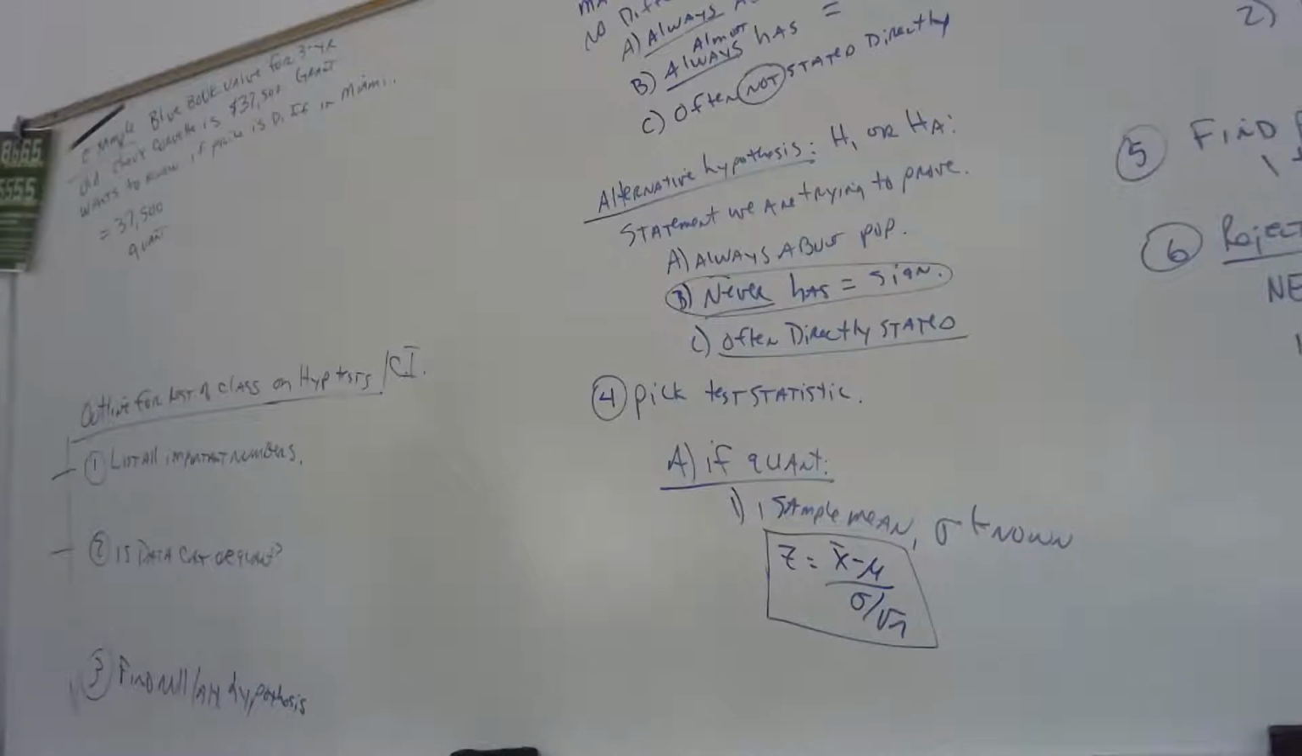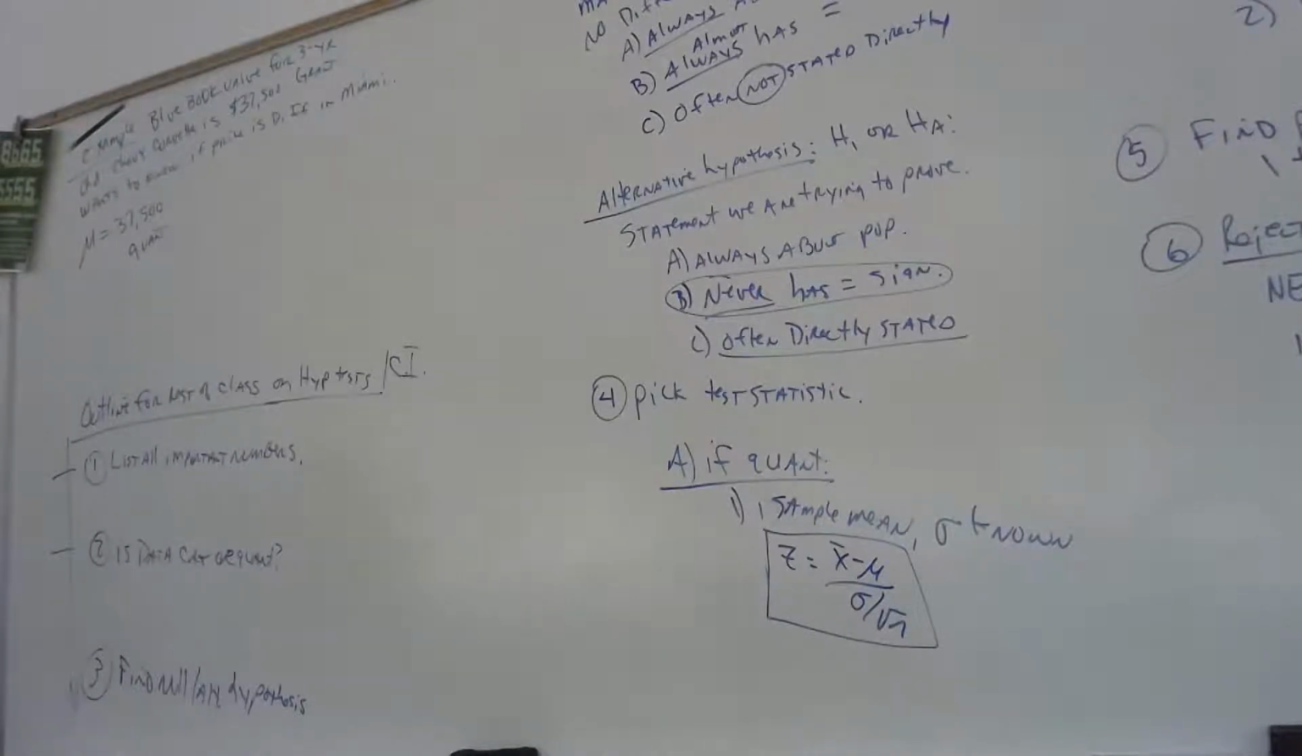T? P? No, T. Okay, you're skipping to step number 4, which is kind of helpful, but T is not what I'm looking for. Mu. Why mu? Population, because it's the population mean. We think the population mean is $37,500 according to the Chevy Blue Book, right?